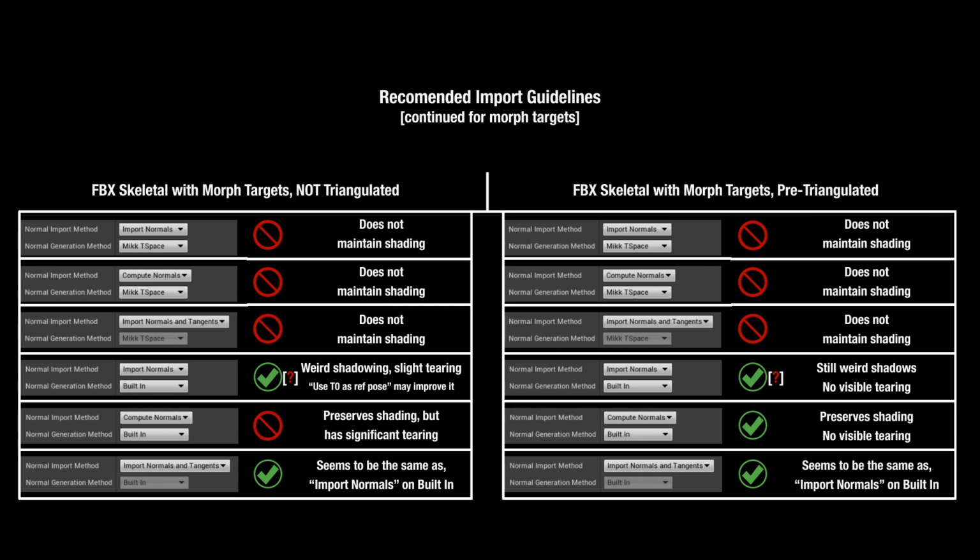But the problem starts to come when you have morph targets. So here I have it continued with morph targets. I have FBX skeletal here that's not triangulated, and then I have FBX skeletal with morph targets that is pre-triangulated in Blender. Basically what I found is that if it's not triangulated, your best chances are to use the import normals on the built-in. You might get some weird shadowing, you might get some slight tearing, but if pre-triangulating is not an option, this is probably going to come out the best. And then if you want to pre-triangulate your mesh, the best one has been compute normals on the built-in.